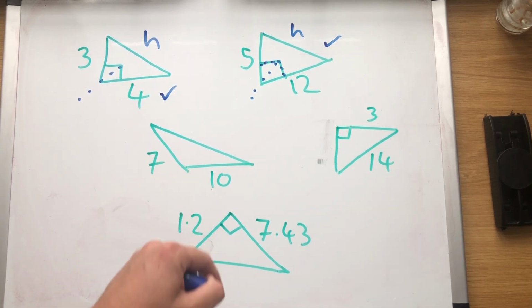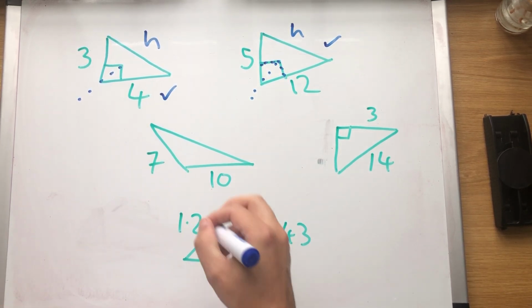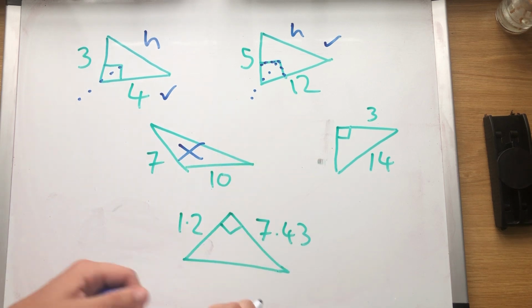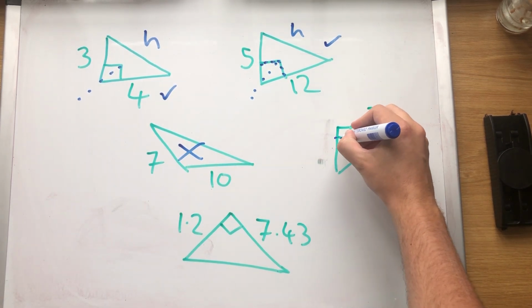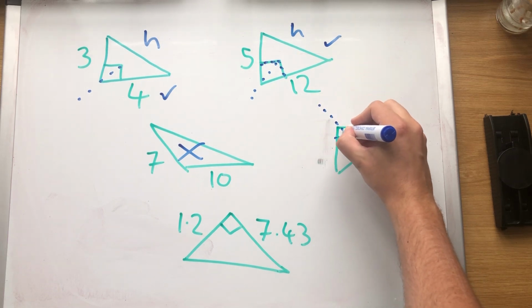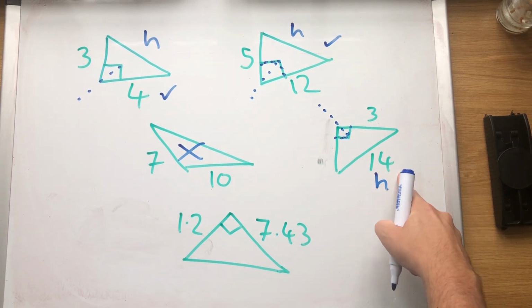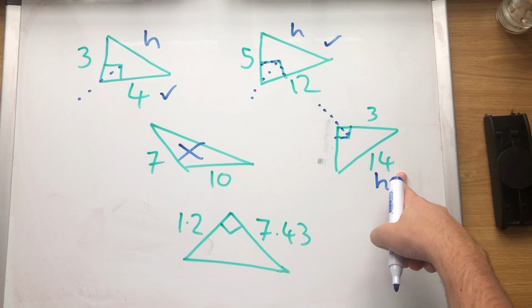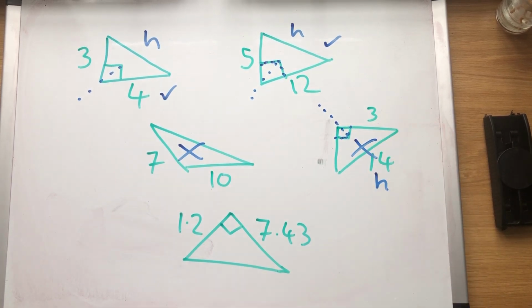This one here, we don't have a right angle, so we can't find a hypotenuse. We can't do this one here. This one here, we're looking for the hypotenuse. There's our right angle. There's our hypotenuse, but our hypotenuse is 14. So we're not going to do this one. We can't do this one yet because we know the hypotenuse is 14. It's already solved for us.